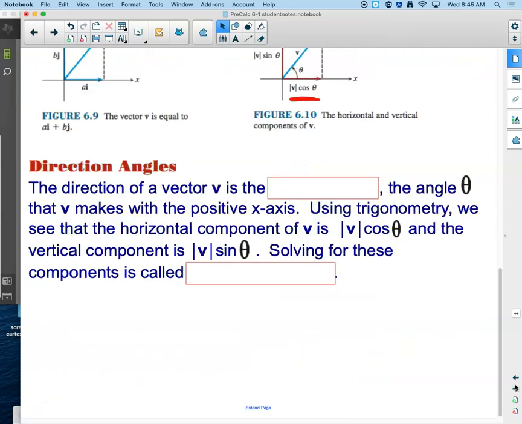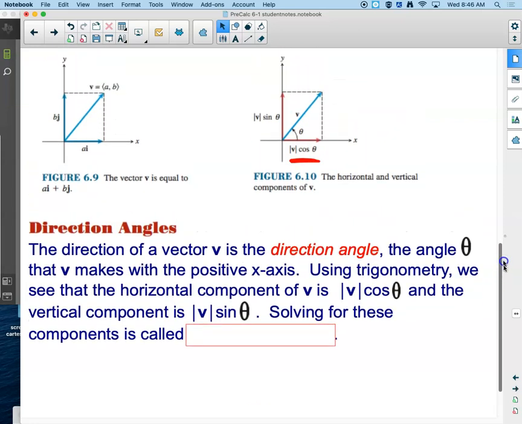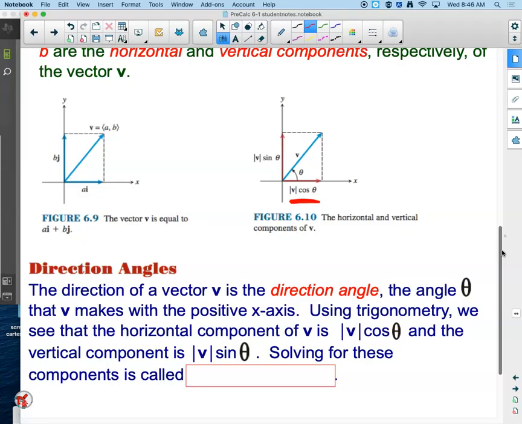So now we talk direction. The direction of vector v is the direction angle. And up there in the drawing, it would have been the angle theta that v makes with the positive x-axis. Using trigonometry, we see that the horizontal component of v would be magnitude of v cosine of theta. All right, well, how do we get that? Well, here's theta. We're talking about this side, so this is usually our x. And then we have our y component here. And v would be represented by the magnitude of v, because that would be our distance. So if we want to figure out what the x-coordinate is, we'd use adjacent over hypotenuse equals the cosine of theta.